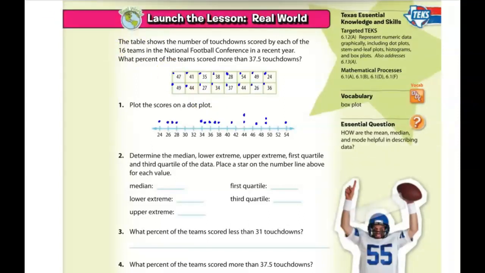Okay, so once we've got the dots on here, and if you didn't do the dots correctly, please pause this video and make some adjustments. Answer this question for me first. What is the lower extreme? What's the data point with the least value? Go ahead and answer that for me, please.